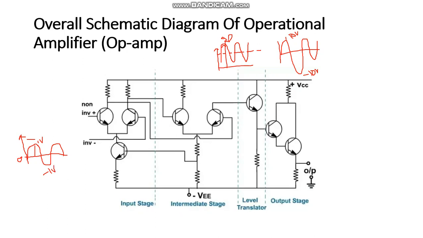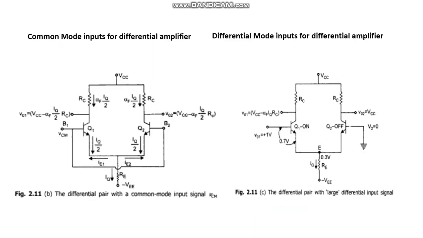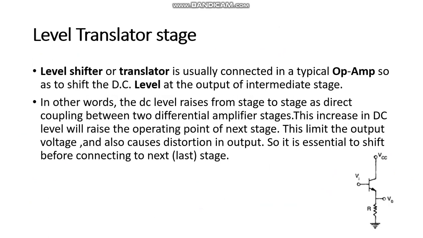If there were a capacitor, it would block the DC level, but we don't have a capacitor. It doesn't block the DC level, and the operating point of this stage is affected. In order to bring this down to here, what is this voltage? If this entire thing is 20, this is 10. So this level shifter should add minus 10 volt in order to bring this down. That is the function of this level translator, or level shifter.